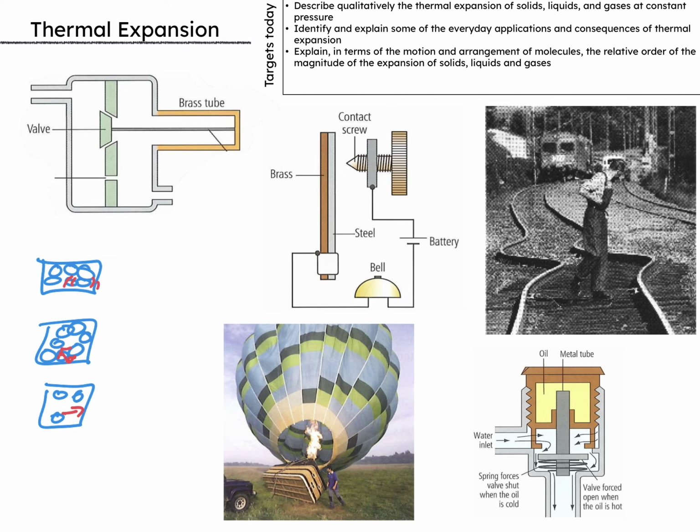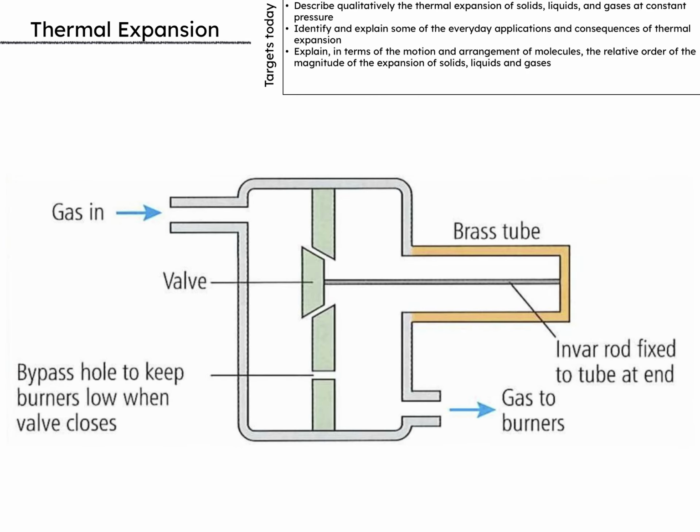Here are a few examples. We've got a gas flow valve, a bimetallic strip, a wiggly railway track, a fire alarm, well, heat detector really, a hot air balloon and a temperature control valve. So starting at the beginning. Now this is a fantastic place to start. It's a bit complex, but it will let me explain a lot of the principles in one go.